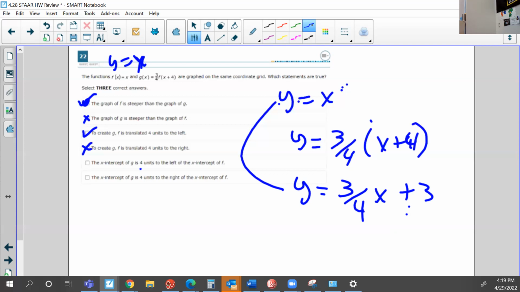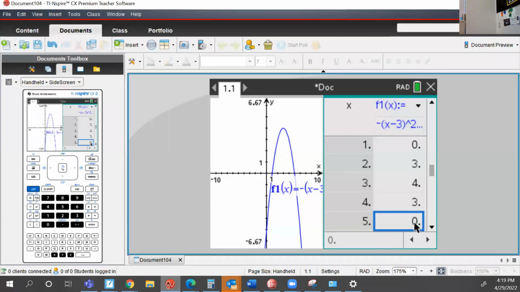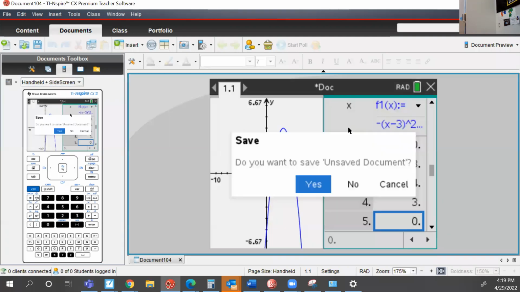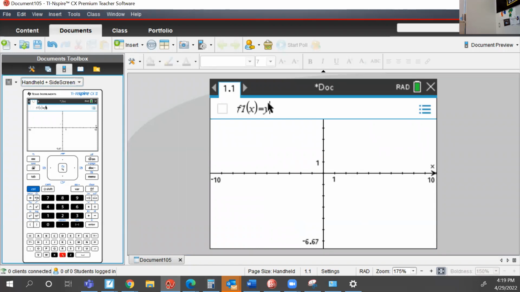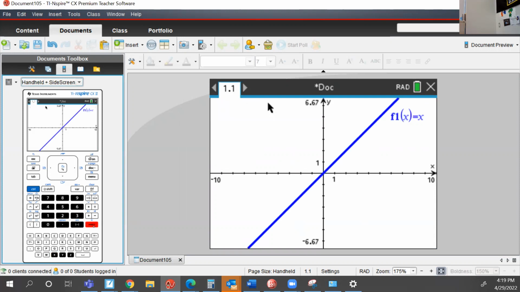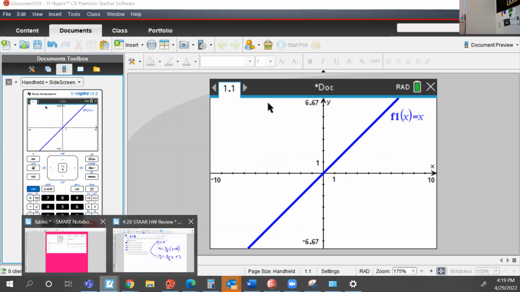Okay, let's graph it. I'm going to graph these two and see what it looks like. Where is mine? Okay. So let's graph this one. New graph. So we have y equals x. That's my parent graph. y equals x. Enter. Good. The next graph is 3/4 x plus 3.